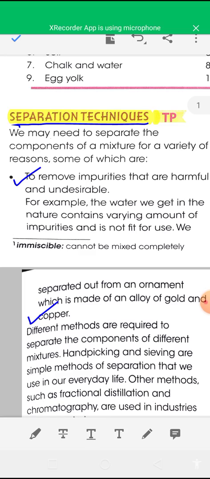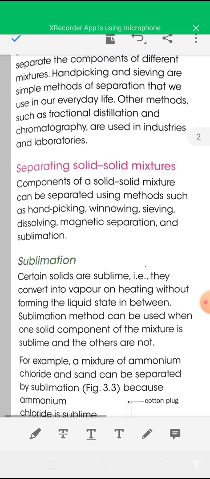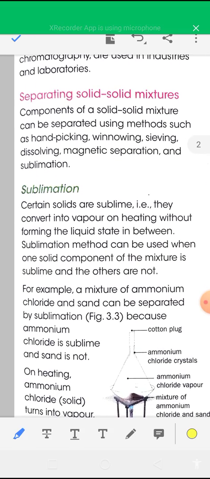Okay, for these reasons separation is important, and you have to remember that for separation of components of a mixture, there are different methods available. Different methods are required to separate the components of different mixtures, and some of these methods are given here, like hand picking, sieving, sedimentation, decantation, sublimation, crystallization, and chromatography. Okay, so first type of separation is separation of solid mixture. Separating solid mixture, and the methods of separation of components of a solid mixture are given here, like hand picking, winnowing, sieving, dissolving, magnetic separation, and sublimation.